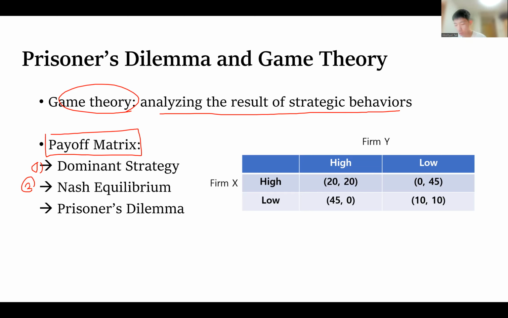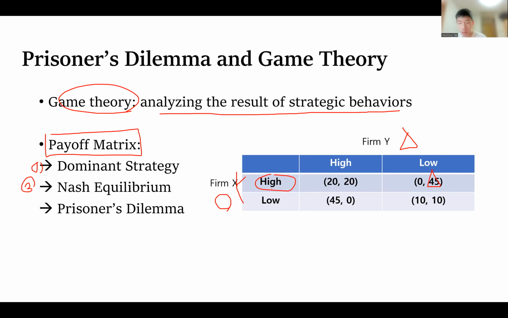Then let me tell you a tip to solve payoff matrix related questions in MCQ and FRQ of AP. I will express firm X decisions with circles and firm Y with triangles. Then let's divide into two cases: firm X chooses high or firm X chooses low. If firm X chooses high, then firm Y can choose high or low, right? And because 45 of low is better than 20, Y will choose low. Therefore, a triangle at 45.